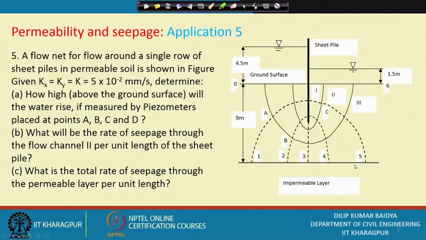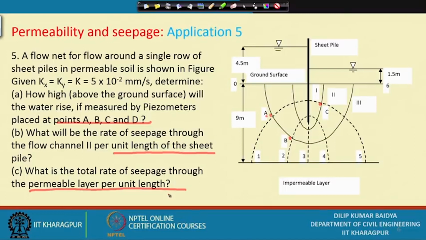Question number 5. In this, the application is given as a flow net. A flow net around a single row of sheet piles in permeable soil is shown in the figure, given kx equal to ky equal to 5 into 10 to the power minus 2 millimeter per second. Determine how high above the ground surface the water will rise if measured by a piezometer placed at points A, B, C. That means A, B at this point, and C is at this point. What will be the rate of seepage through the flow channel per unit length of the sheet pile, and what is the total rate of seepage through the permeable layer per unit length? So, this is the question.